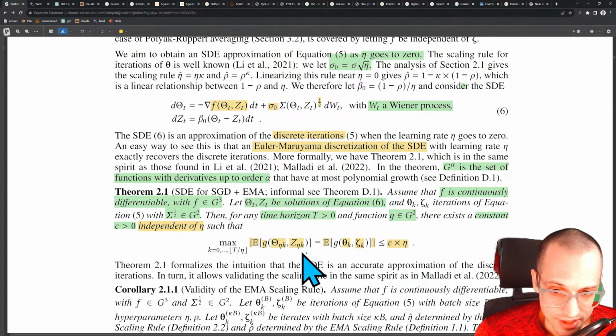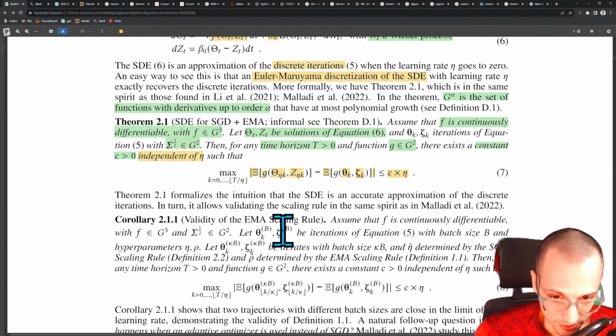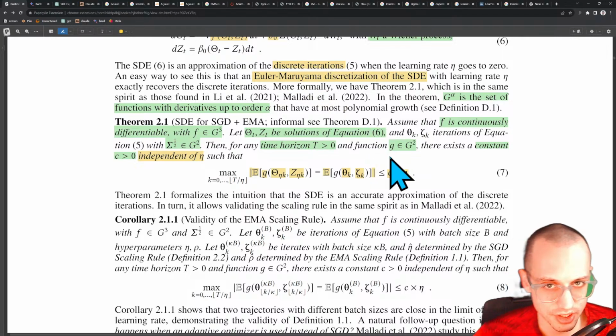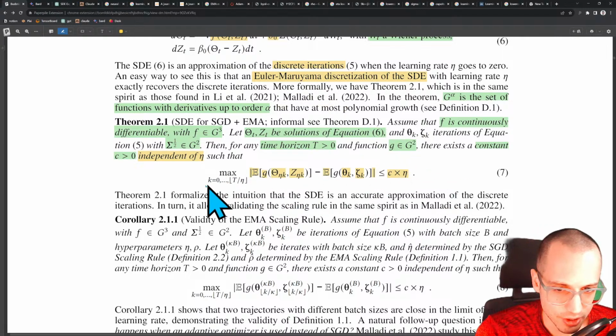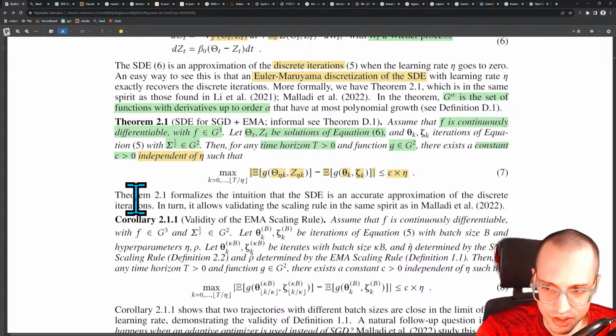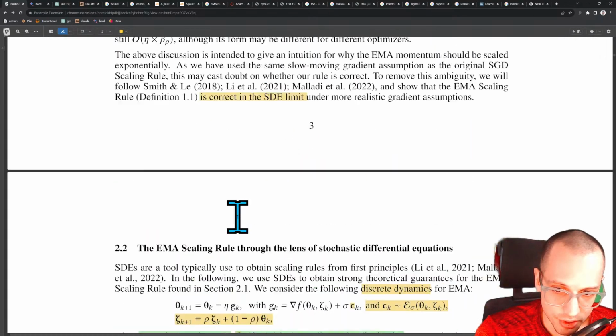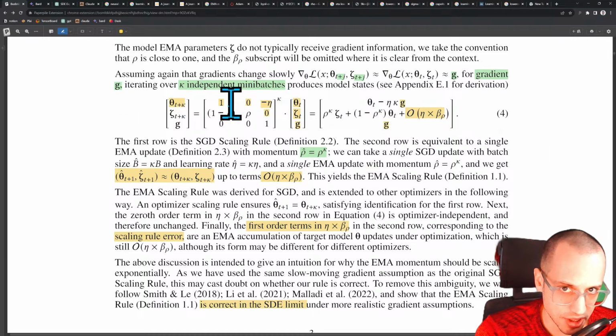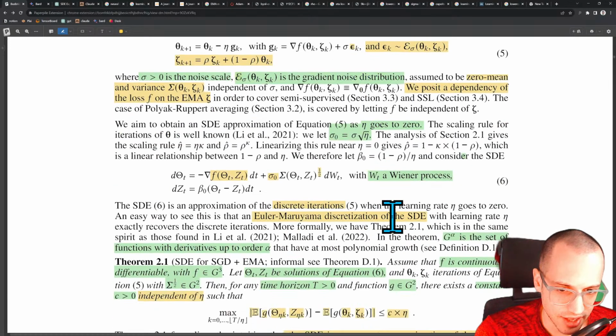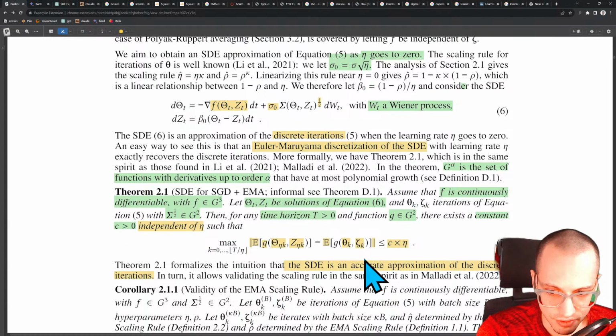So that is hardcore. I'm going to be the first one to say that. That is very difficult to understand, but there is some theoretical guarantee here. It formalizes the intuition that the SDE is an accurate approximation of the discrete iterations. So we're okay looking at our gradient update, or what we're calling our SGD scaling rule, and our EMA update rules, and thinking of this as a discrete stochastic differential equation.